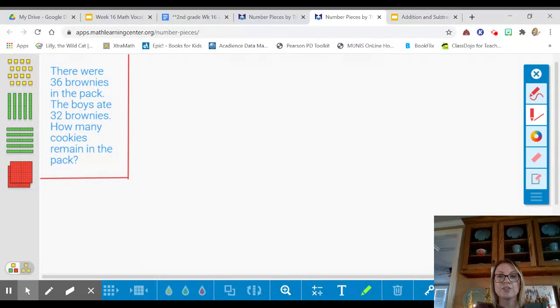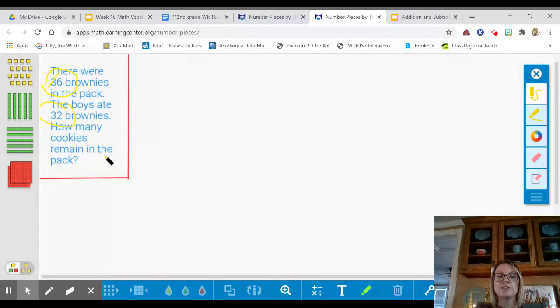Okay, boys and girls, so you worked out your problem, and I'm super proud of you for trying your best. So let's check it and see if we got the right answer. Okay, so if you went to this problem and you circled your numbers, you circled 36 and 32.